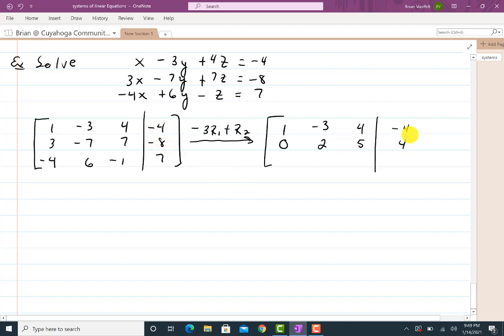Now let me work on that negative 4 down there in the corner. So I will multiply the first row by positive 4 and add it to the third row. So 4r1 plus r3. And I know I get a 0 here. So 4 times negative 3 is negative 12, plus 6 is negative 6.